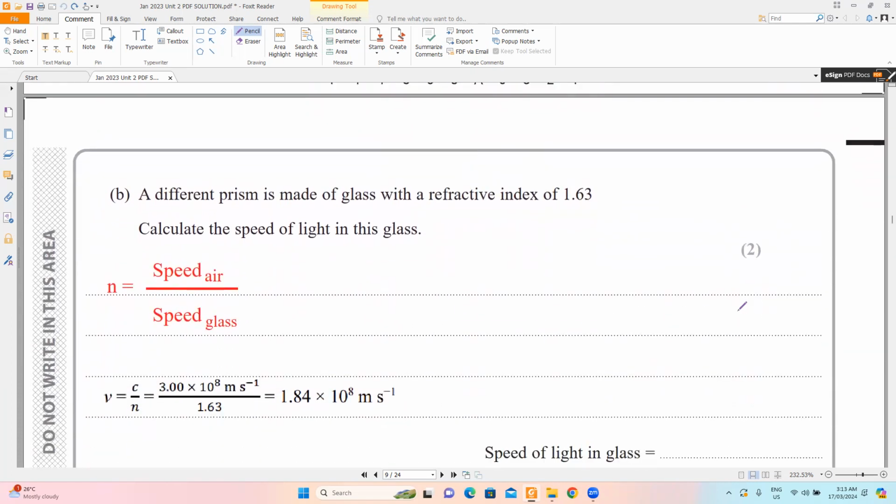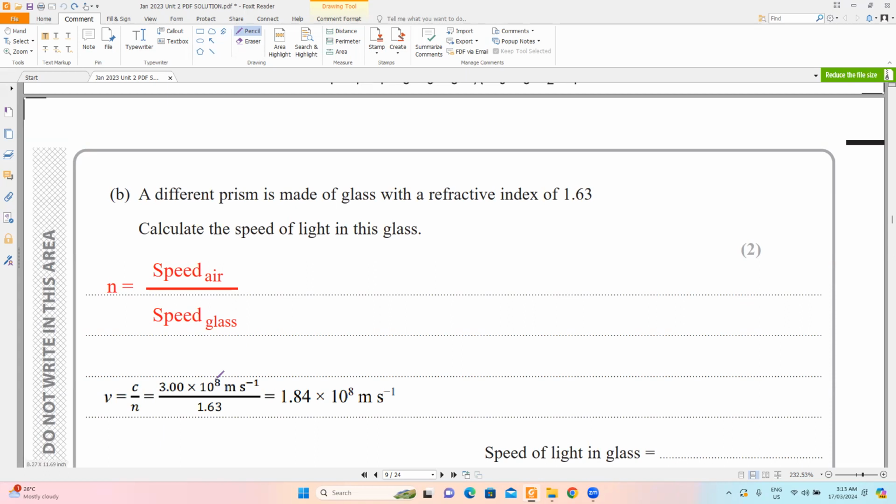Next question says, a different prism is made of glass with a refractive index of 1.63. Calculate the speed of light in air. Guys, refractive index is one of those quantities that can be found out using multiple equations. So the ratio of sin i and sin r gives refractive index. The ratio of speeds also gives refractive index. So the speed in air divided by the speed in glass also gives refractive index.